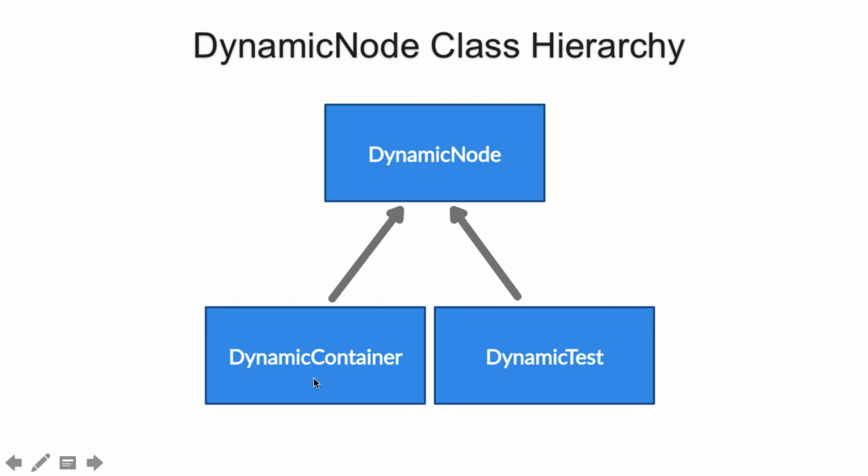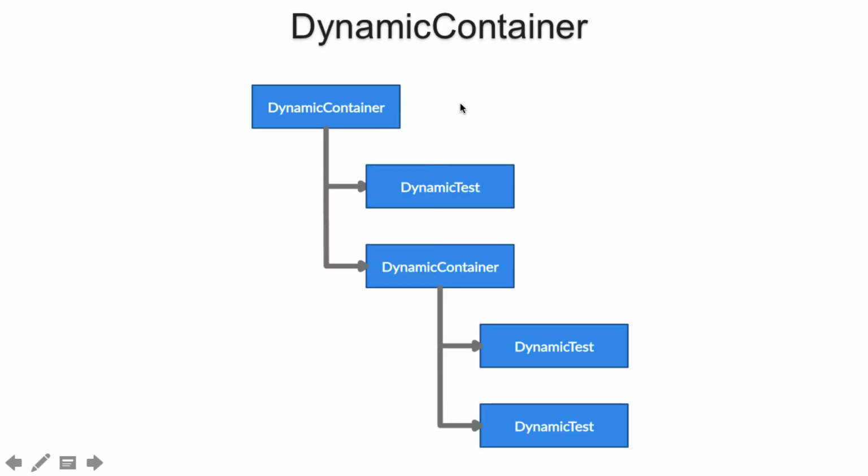So for example, when we write our dynamic test, we can create a dynamic container. This dynamic container can internally have dynamic tests and can have other dynamic containers which internally have multiple dynamic tests and can be composed of dynamic containers. This chain can go to any length because a dynamic container can contain another dynamic container, and this forms a chain.